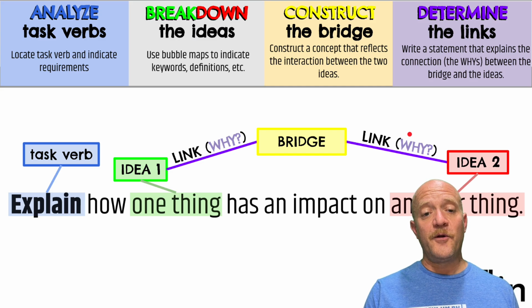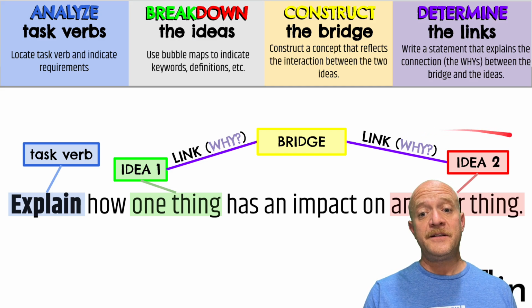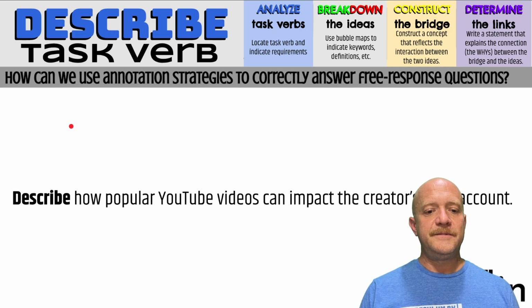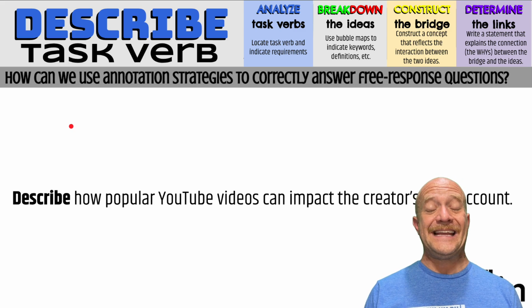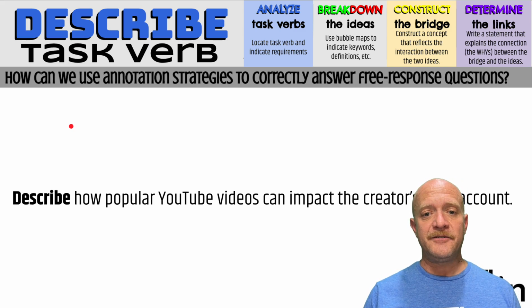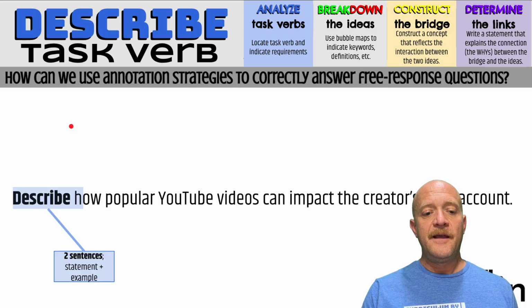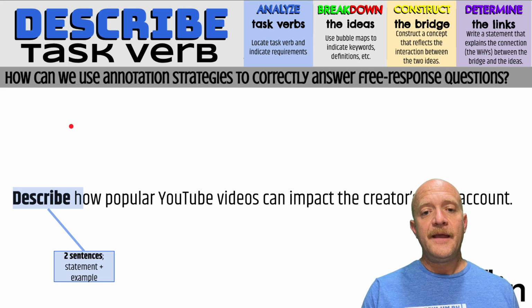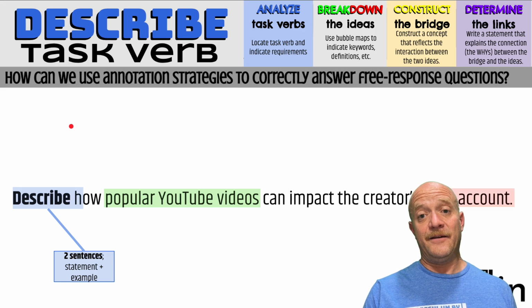So once you have this format written down, you can start constructing your response by only putting things that you annotated. Let's do an example. Describe how popular YouTube videos can impact the creator's bank account. So first, you want to identify the task verb, which is describe. Again, 2 sentences we're going to be writing. Now the first idea is popular YouTube videos. The second idea is the bank account.